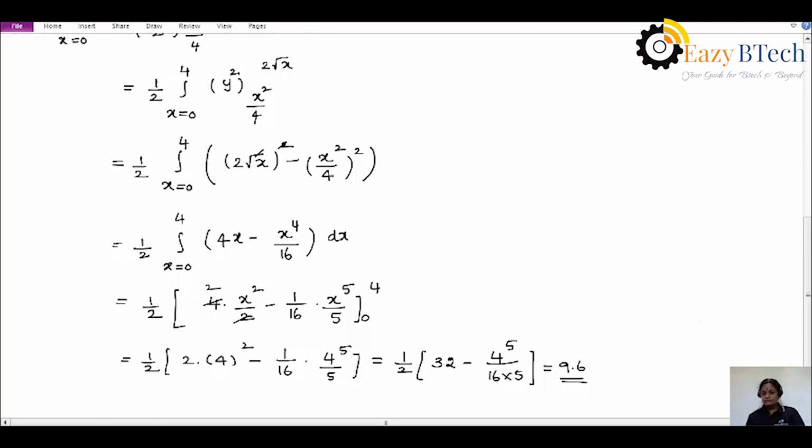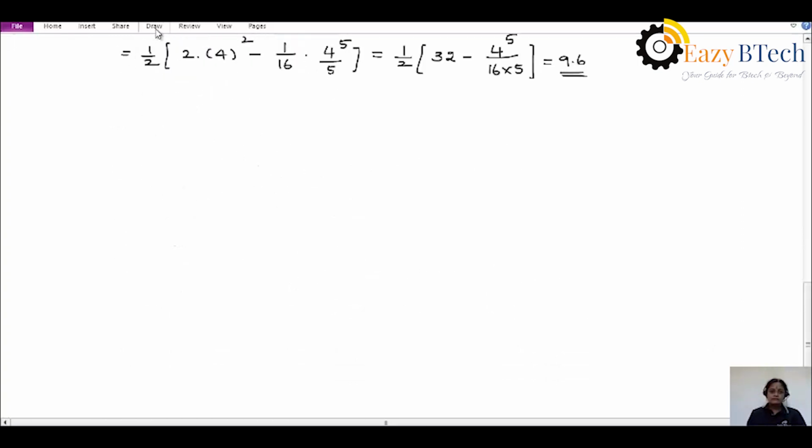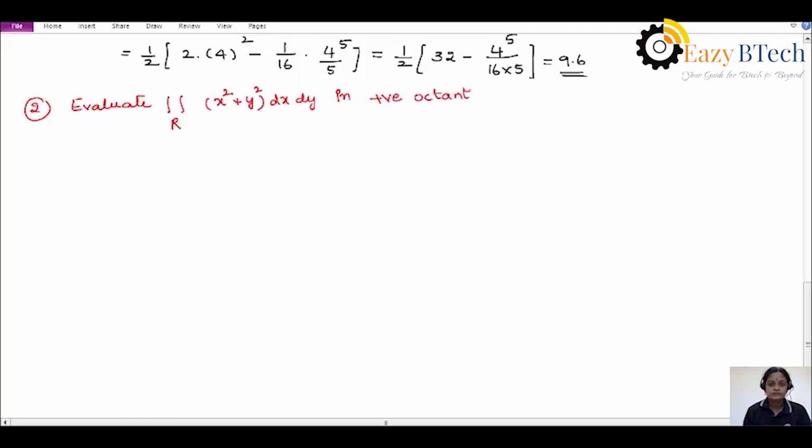Yeah, one more question about this region of integration. The second question: Evaluate the double integral of x square plus y square dx dy in the positive octant for which x plus y is less than or equal to 1.